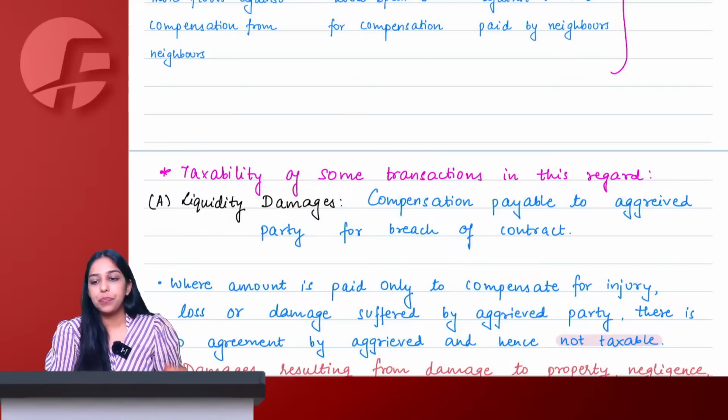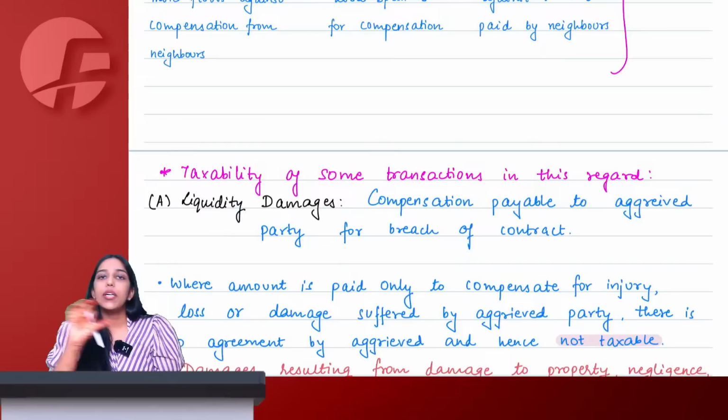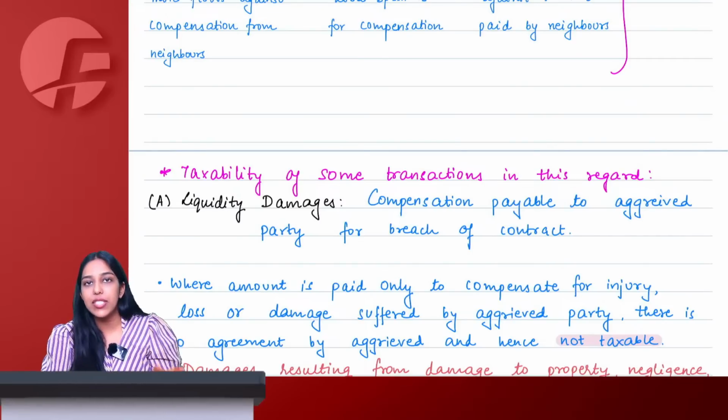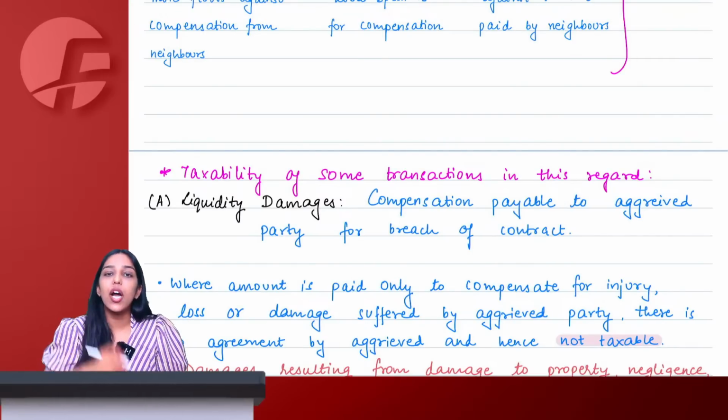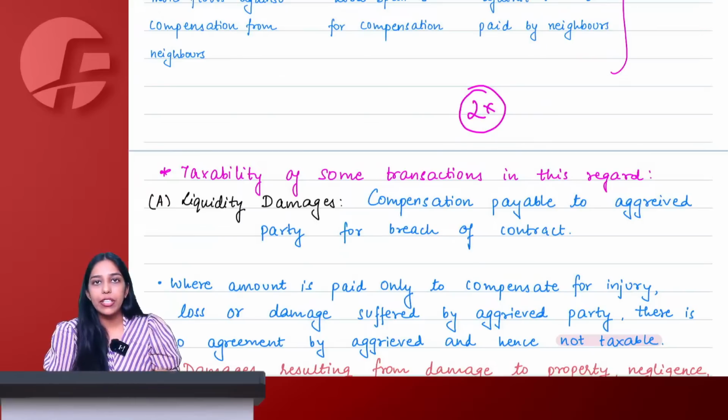Let us take an example. If you purchase my lectures, you will receive a note in your mail saying that if in any case you try to pirate the lectures or you try to make unauthorized copies of these lectures and sell in the market, we will charge 2 times the amount from you. Now in this case, understand, we are in a contract, right?